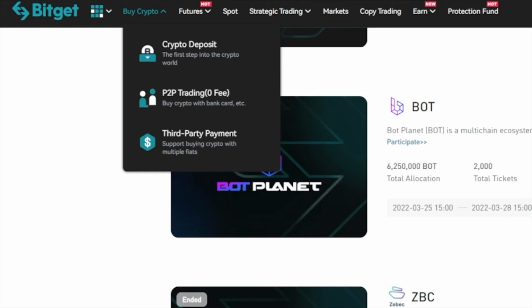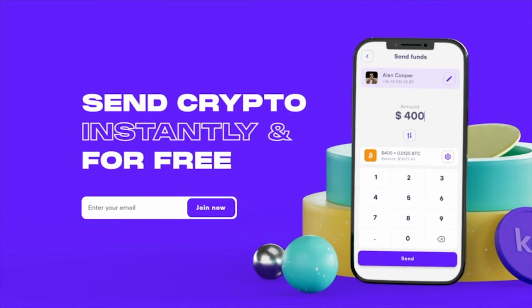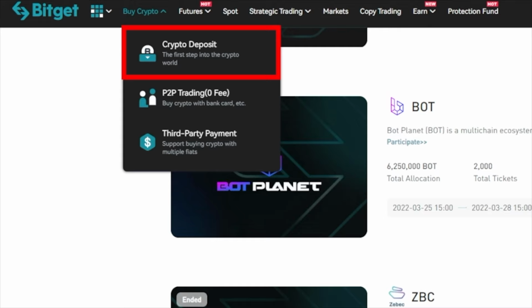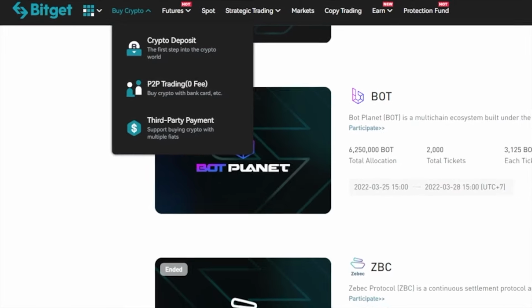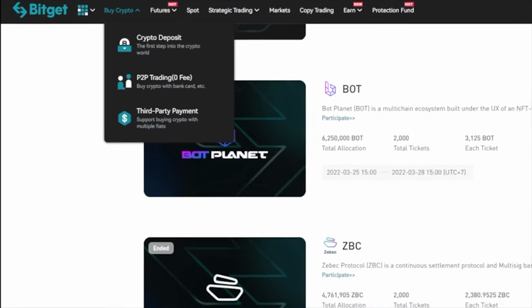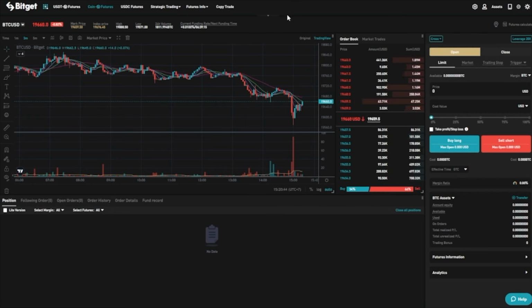In terms of depositing, there are three ways to fund your account. You can buy crypto with fiat through a third-party payment provider such as Kasta, which you will have a link to down below. You can deposit crypto from your wallet into your account and then trade from there. Or you can use the P2P marketplace with zero transaction fees. It's worth saying that Bitget does not charge any deposit fees, which is absolutely incredible. So you can deposit right now, get your huge sign-up bonus, thousands and thousands of dollars into your account, and you pay zero fees. So Bitget is just giving you money for free to make sure that you try the exchange.